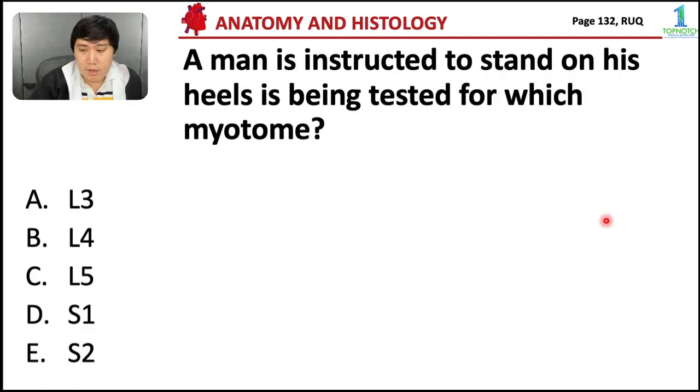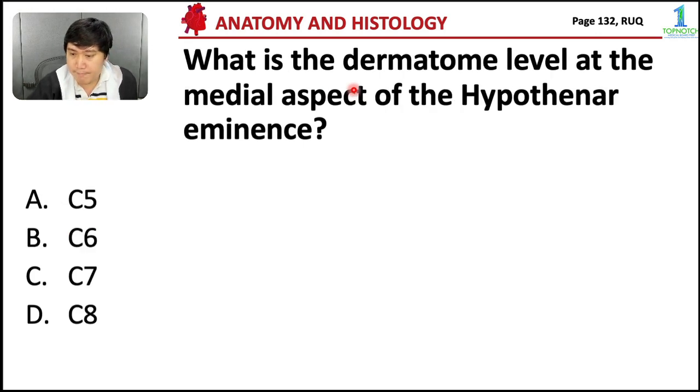Now, a question about myotome. A man is instructed to stand on his heels. Which myotome is being tested? When you stand on your heels, you are doing dorsiflexion, and dorsiflexion is the L4 myotome. This one: what is the dermatome level at the medial aspect of the hypothenar eminence? Again, C5, C6, C7, C8. C8 is the answer.